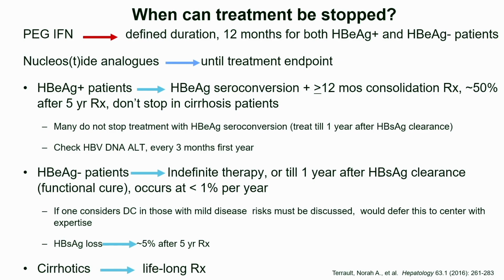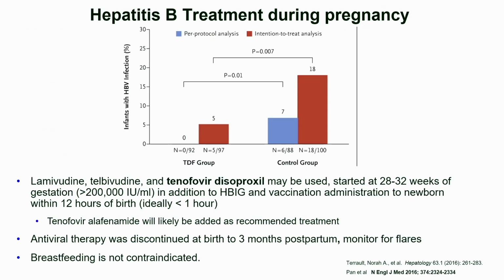And if you're a cirrhosis patient, you need lifelong treatment. Don't forget about pregnancy because, again, we want to prevent hepatitis B, and this is your chance to make sure the next generation doesn't get it. The approved therapies are lamivudine, telbivudine, and tenofovir, but practically speaking, we all use tenofovir disoproxil because that's where the most data is, and this was a very nice study from Calvin Pan from New York who looked at vertical transmission in China.